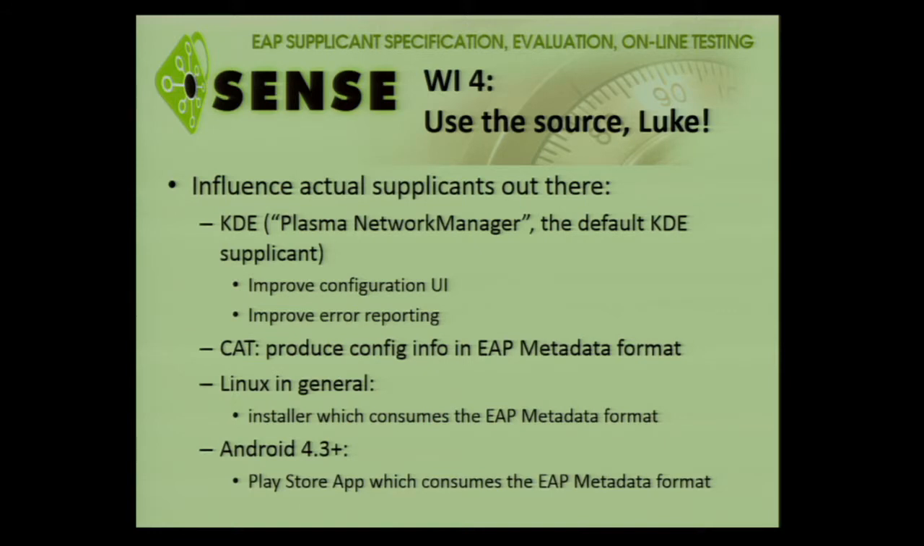Then we also touched the eduroam-cat. So we produce these XML files that I've talked about in work item 1 so that the world can consume them. This is all done and working. We actually produce them for one reason, because we also work on an Android app, which will require Android 4.3 or above. And it can consume this EAP metadata format and actually set up your Android phone for eduroam just fine.